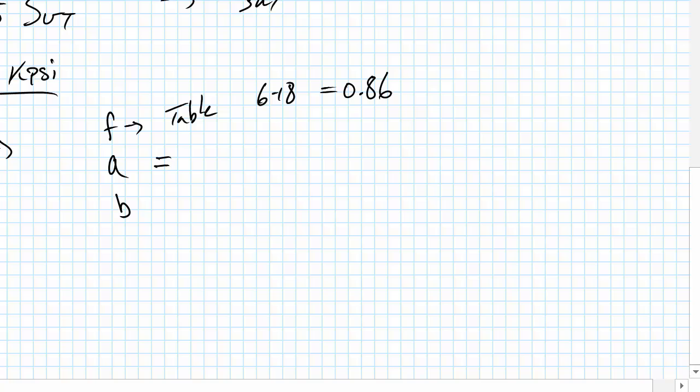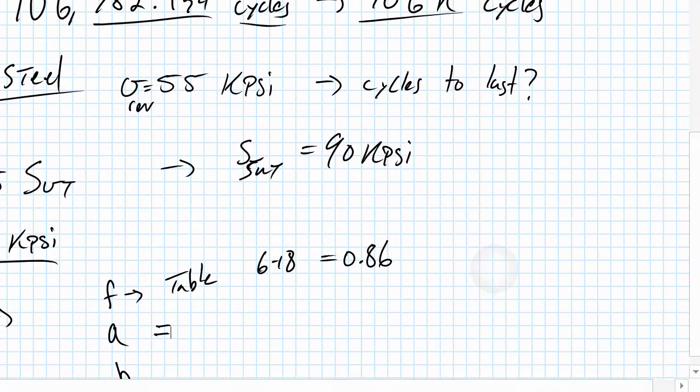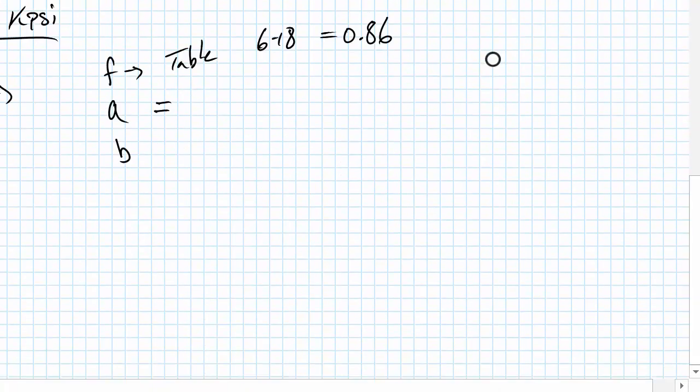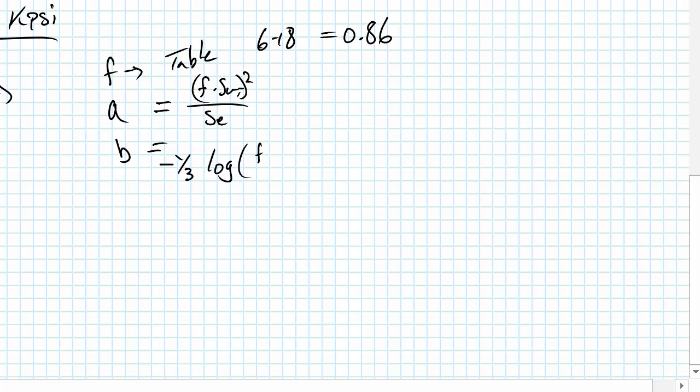So recall our A value from above and our B values. Our A was calculated as F times the ultimate strength squared over the endurance strength. In this case, it's going to be our hypothetical endurance strength since we don't have anything else to modify it by. And B is negative 1/3 the log of F times the ultimate strength over the endurance strength.